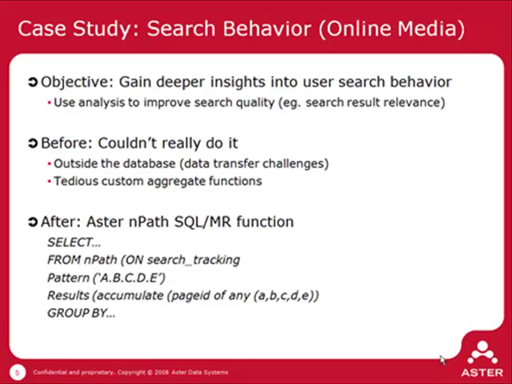So here's a case study on search behavior. This is for a large online media customer of Aster's. The basic objective was to improve search quality by understanding how their users were actually searching and provide more relevant searches, as well as more relevant content in the search results, to improve the overall customer experience. In the past, this particular account couldn't do it very easily.